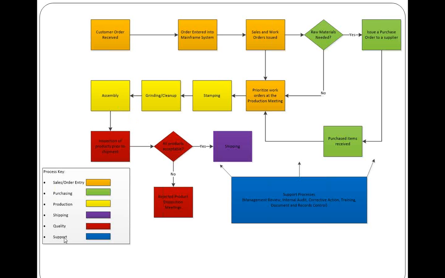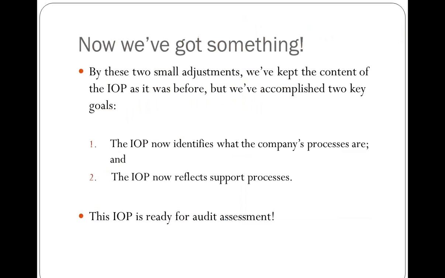Okay, so now we have over here, we've identified 6 processes that make up this quality system. Sales and order entry in orange, purchasing in green, production in yellow, shipping in purple, quality in red, and support in blue. And as you can see, with the exception of shipping and support, there are numerous pieces that make up these processes. So now we've really got something. By these small adjustments, we've kept the content of the IOP as it was before, but we've accomplished 2 key items. We now know what the company's processes are, and we've included a reflection of the support processes. This is an IOP that will pass audit assessment.